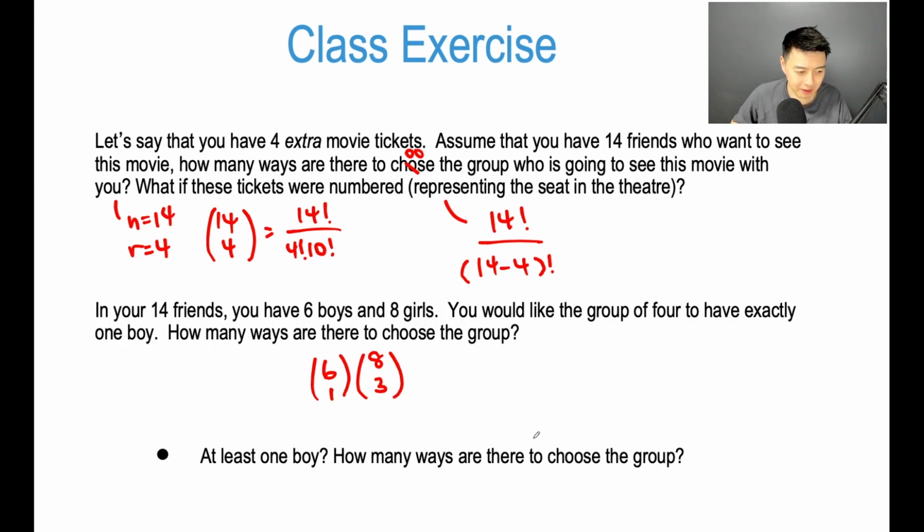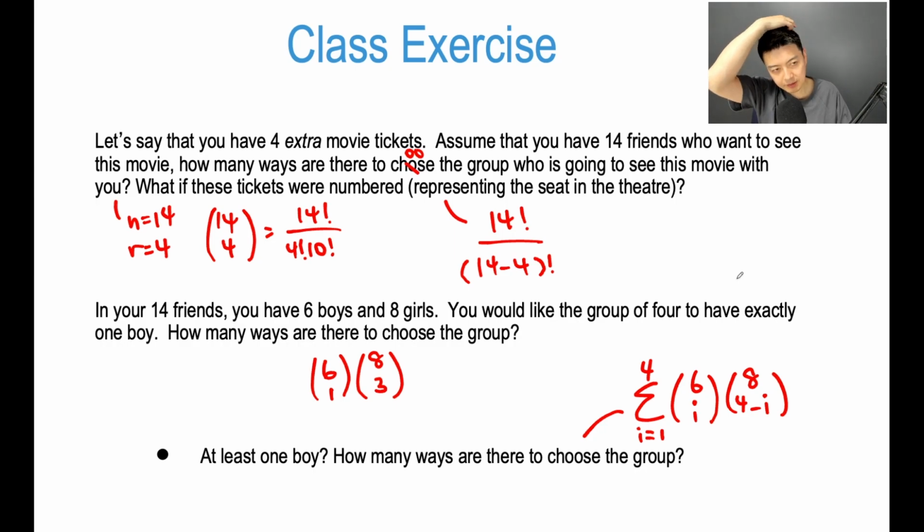Okay, what about at least 1 boy? How many ways are there to choose the group? In this case, maybe we can work on our summation notation. Let's say our i represents the number of boys that we take. I'm going to take any amount from 1 all the way up to 4, because we only have 4 tickets. So we can do something like 6 choose i. 6 choose i means that I choose i boys, but when I choose i boys, I'm going to have to choose 4 minus i girls.